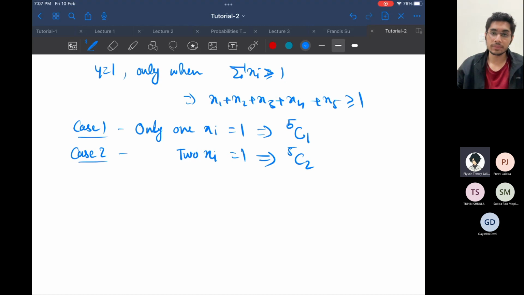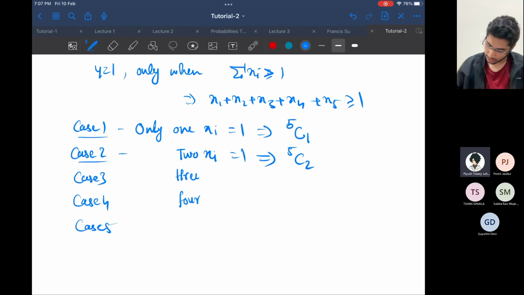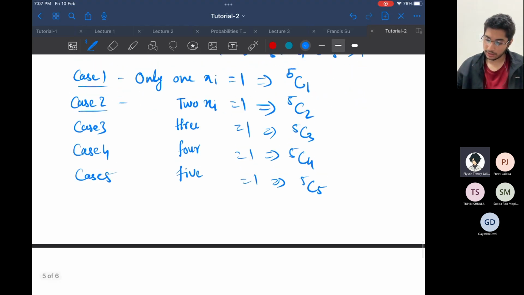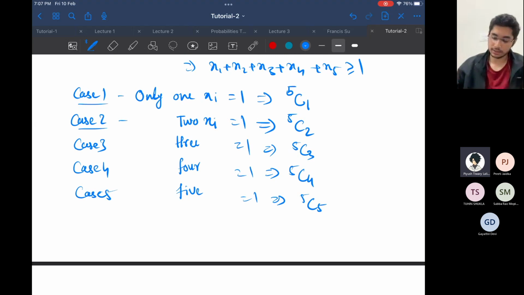Choose any two of them which are supposed to be 1, and that would be the answer. Similarly, there will be case 3, case 4, and case 5, where 3, 4, and 5 xis are supposed to be equal to 1. And the number of ways in which this is possible will be 5c3, 5c4, 5c5. Since we have to take all the possible cases, we need to sum these.